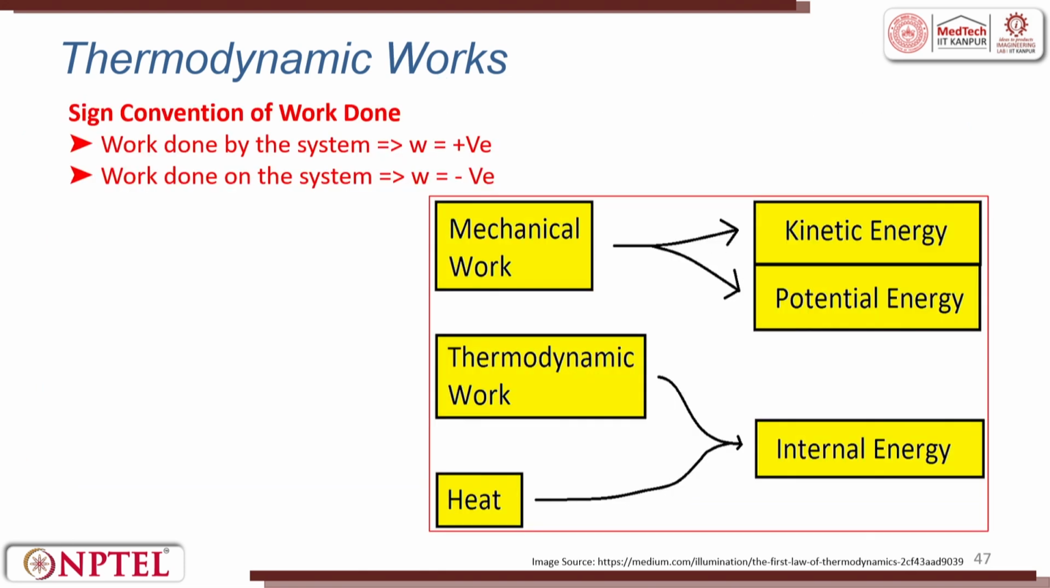In thermodynamics, there are two conventions for work done which we have to follow. The first convention is that work done by the system, W, will be positive, and work done on the system will be negative. Mechanical work has two energies, kinetic energy and potential energy. Potential energy is mgh, and kinetic energy is half mv square.